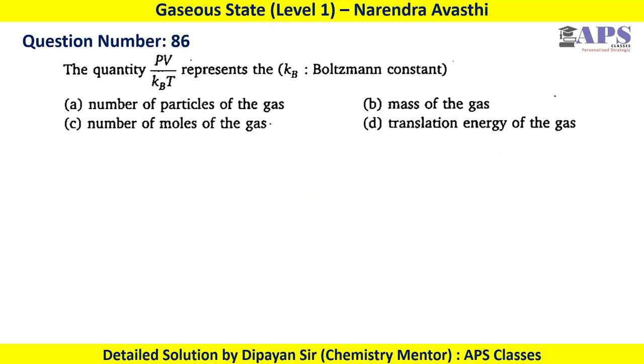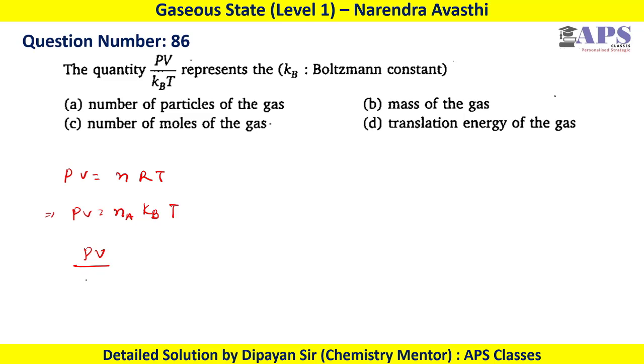In question number 86, the quantity PV by kBT represents the, and the correct option for this question is C. PV equal to nRT is the ideal gas equation. This is for 1 mole, or from the point of view of mole, but from the point of view of number of atoms, it can be written as PV equal to N kT. This is number of atoms, and it will become Boltzmann constant multiplied by temperature.